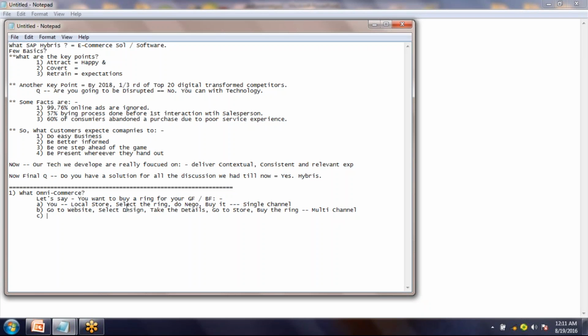Then if you buy it and give it to your girlfriend, do you think that they will like it? They may not like it, because in the second approach you are selecting the design, you are going to the store, you are buying it. That means whatever you like, you are giving to your boyfriend or girlfriend. So they may not like it. Then let's see what the next option is. The next option is you go to the website.